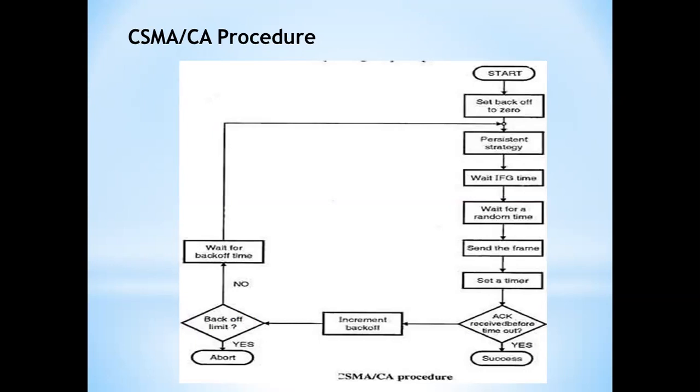After sending the frame, it sets a timer and waits for the acknowledgement from the receiver. If the acknowledgement is received before the expiry of the timer, then the transmission is successful. But if the transmitting station does not receive the expected acknowledgement before the timer expires, then it increments the back-off parameter, waits for the back-off time, and senses the line again.